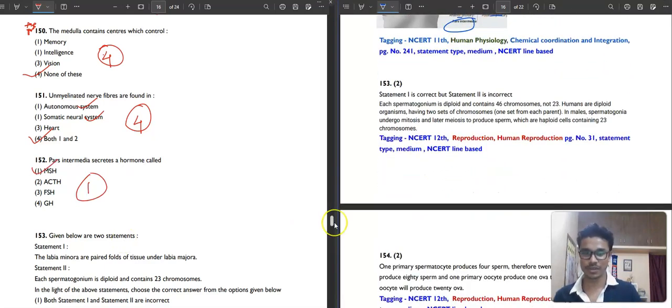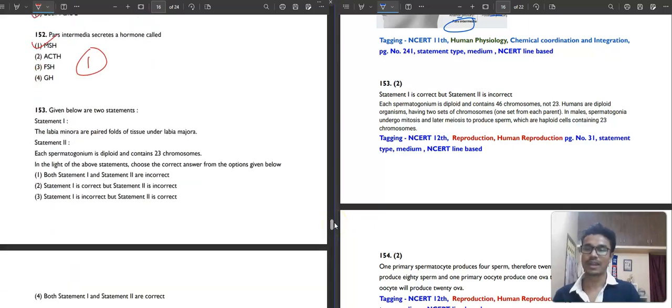It is saying that two statements are given, you have to choose the correct one. The labia minora are paired folds of tissue under the labia majora. Then the spermatogonium is diploid and contains 23 chromosomes. Statement first is definitely correct, but if it is diploid, how can that be 23 chromosomes? This statement itself contradicts. So this is not your correct answer. This is your labia minor, and this is your labia majora. So second option: statement first is correct, but statement second is incorrect.